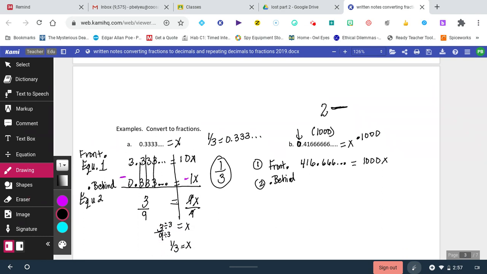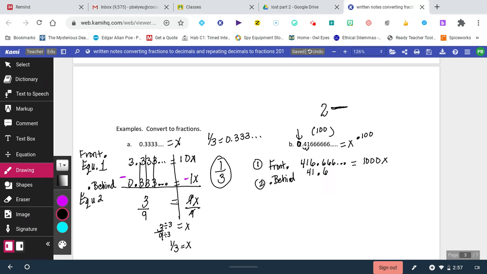So I'm going to erase this because we're not using 1,000 anymore. Now for my second equation, I want to multiply by 100. That's going to push this 2 places over. So that's 41. And line your decimals up when you write equation 2. Make sure these decimals are lined up right in here, okay?